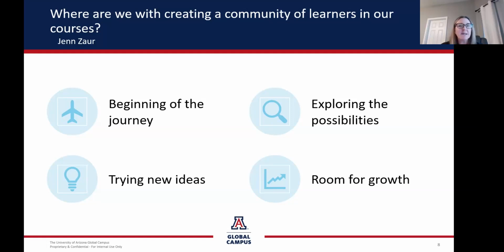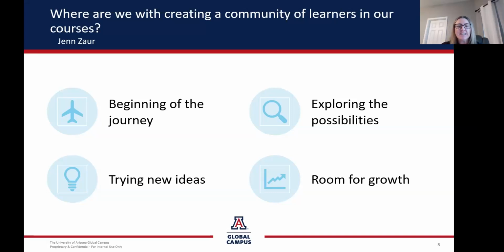This is where we want to spend some time today, engaging in some breakout rooms and having some conversation and dialogue around what we are doing with creating a community of learners in our courses. What types of things are we seeing, whether they're courses here or some of us have experiences at other institutions as well? What have you seen? What have you tried? What's working? What have you tried that didn't work?